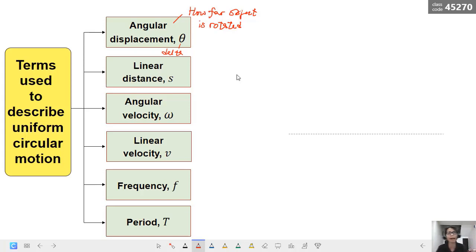Then we might relate the angular displacement with linear distance. Then we have angular velocity, omega. Okay, this symbol is what we call omega. So what is meant by angular velocity in a simple way? Angular velocity refers to how fast the object rotates. Berapa laju objek tu berpusing dalam circular path. That one you call angular velocity omega. Now we have linear velocity v, frequency f, and period T. So now we recall what is meant by each of these terms.